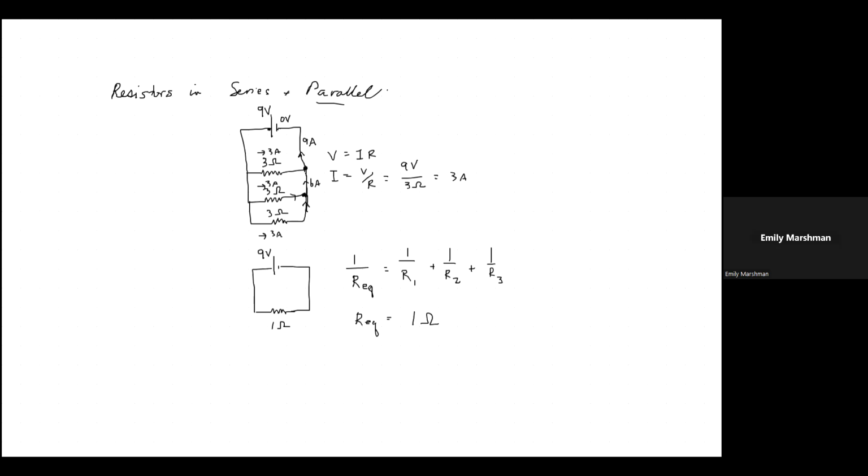Because ultimately, as you add more and more resistors in parallel with each other, you're increasing the amount of current that is being supplied by the battery. And so that is overall decreasing the equivalent resistance.